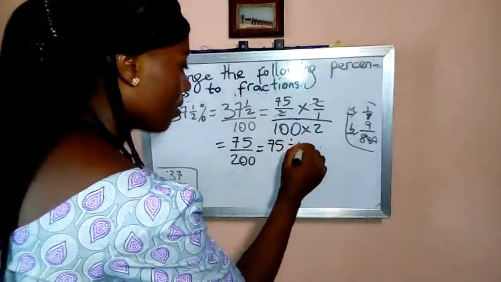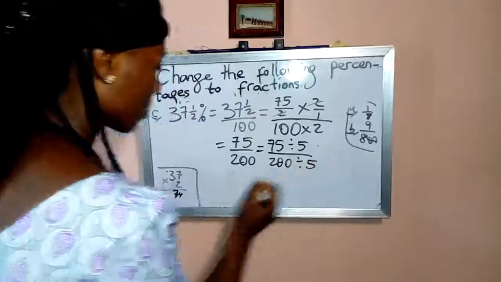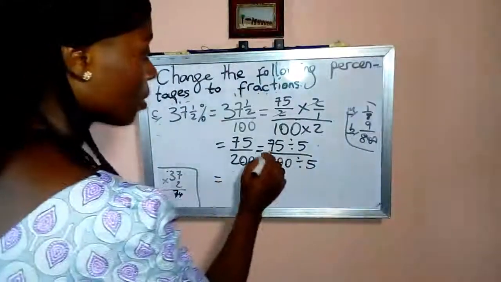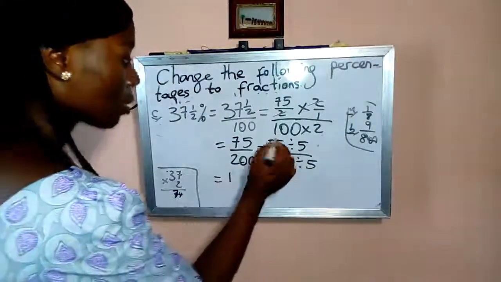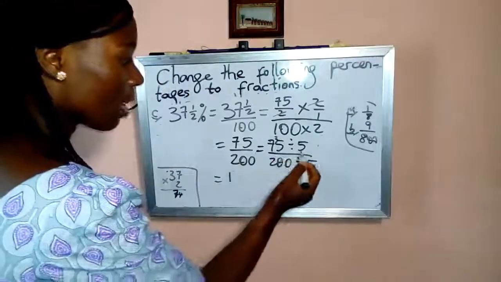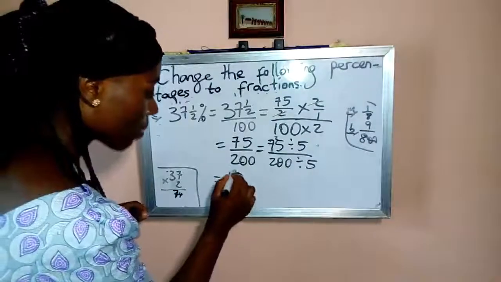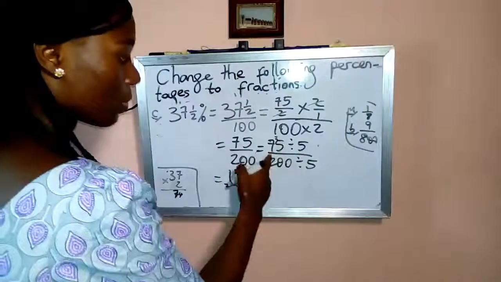75 divided by 5, 200 divided by 5. Let's see, we have 5 into 7, we have 1, remainder 2. Let's put it here faintly. Okay, this gives us 25. 5 into 25, what do I have? I'll have 5. Alright, that gives us 15.